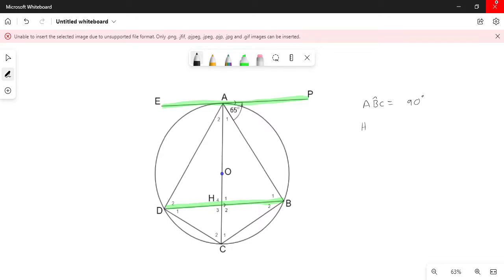Angle HAE, also 90 degrees, right? What will my reason for that one be? Radius perpendicular to tangent. I almost want to say ignore the reasons that they gave us there. Let's try and do them on their own. Okay, B1 they told us is equal to 65 degrees.